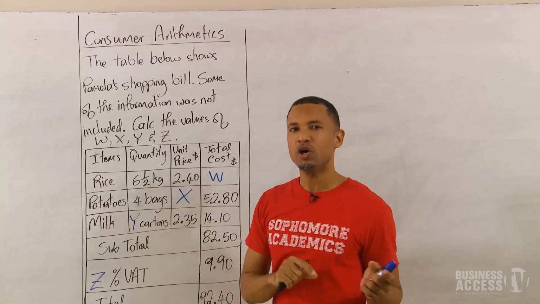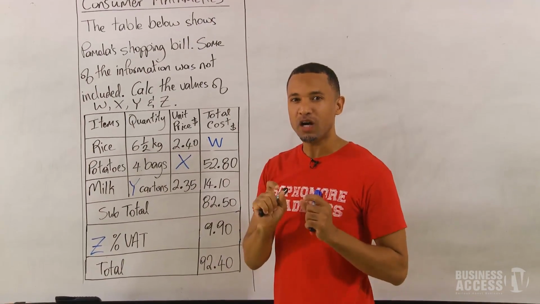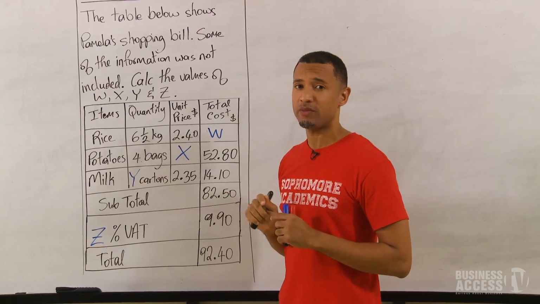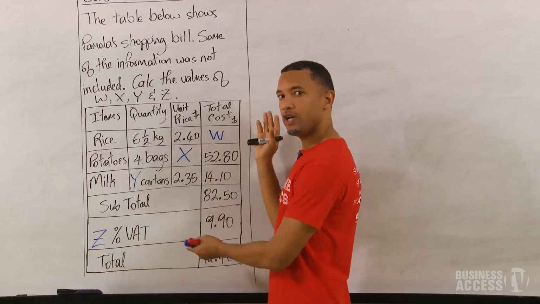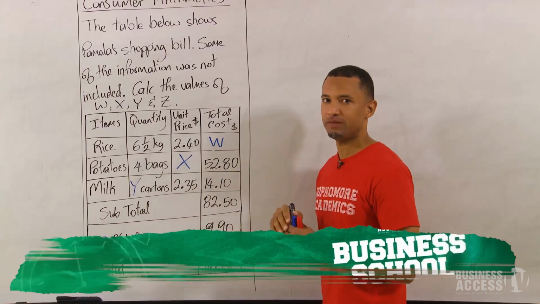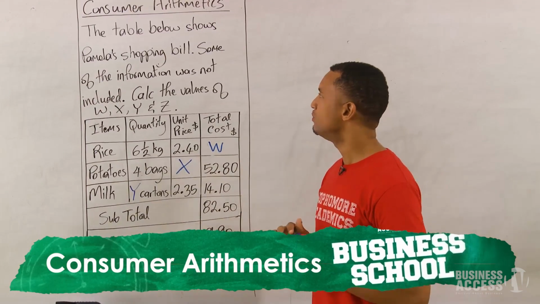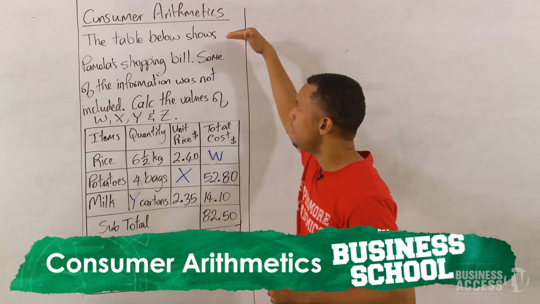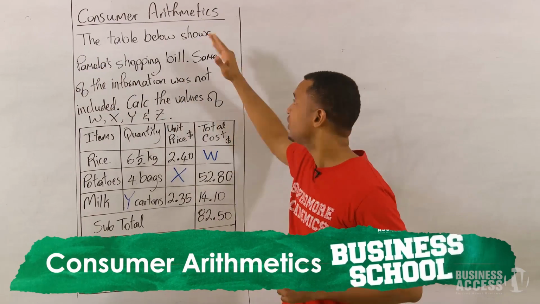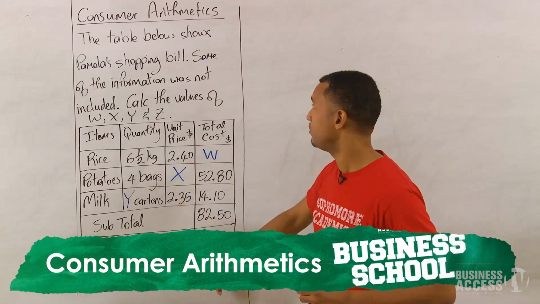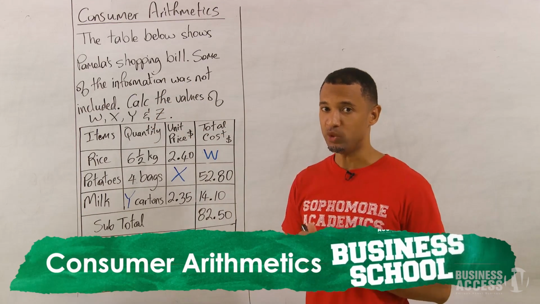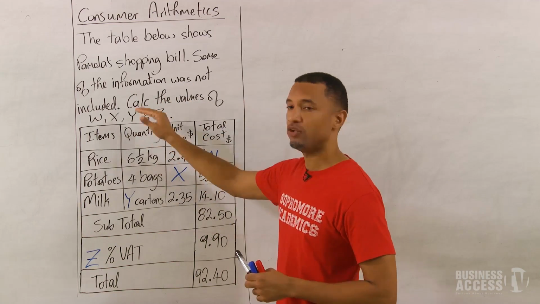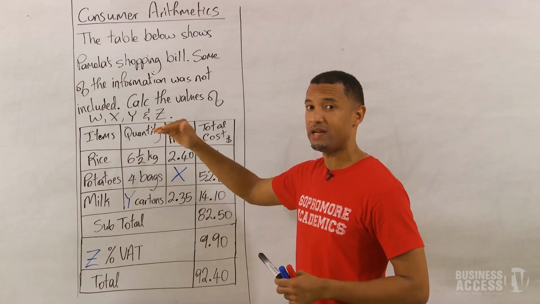We had done some questions on some subtopics from consumer arithmetic, but there are more to do, so we'll continue. Here we have this question. Let us go through it real quickly, smoothly. It says that the table below shows Pamela's shopping bill. Some of the information was not included, and we should find the values of the information that's not included.